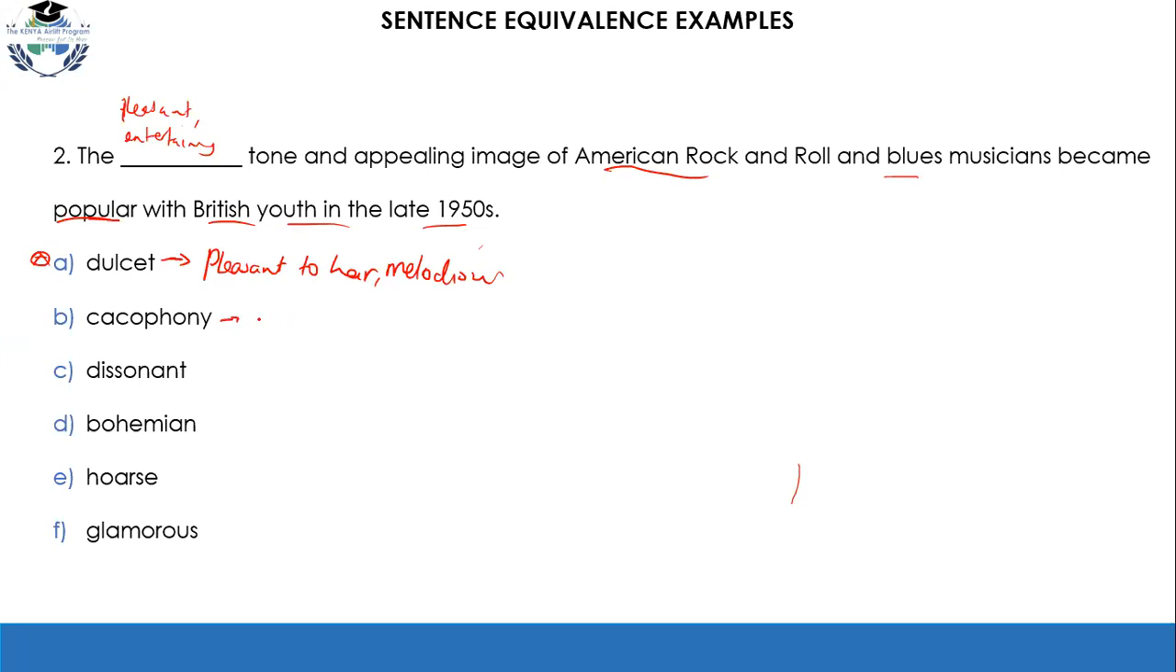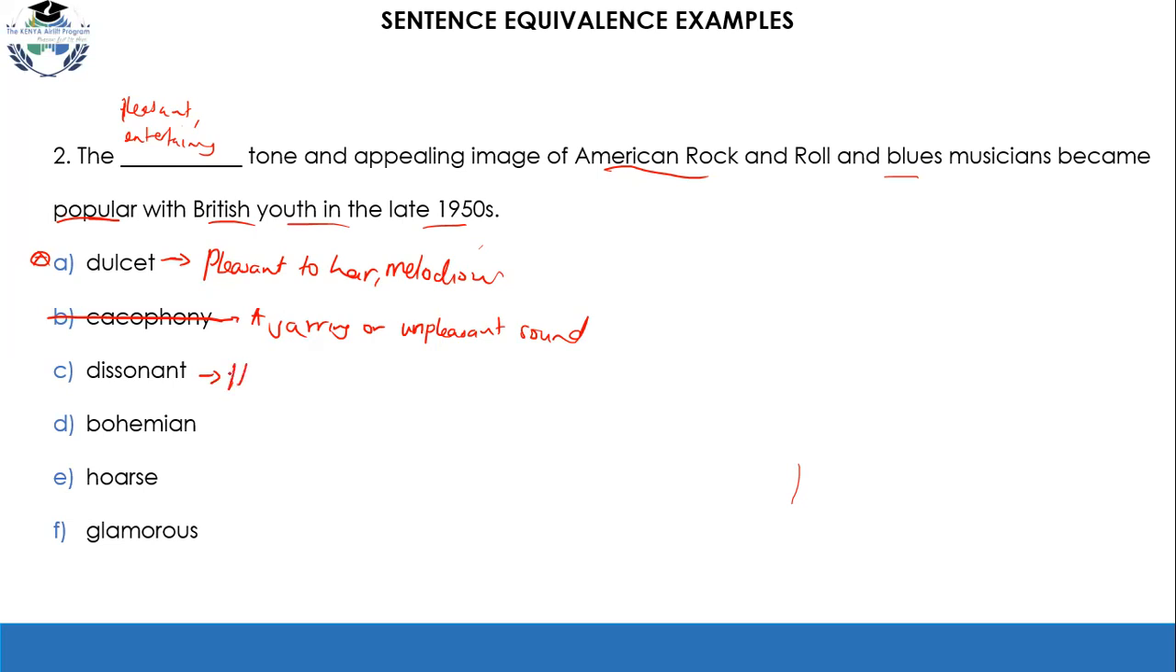Cacophony means a jarring or unpleasant sound, right? So when you're talking about cacophony of noises, meaning there are so many noises, it's distracting to you. So cacophony is negative. So because it's negative, we can remove that, as we are talking about something that made it popular. So having a lot of noise that is unpleasant would not have made it popular, right? So remove B.